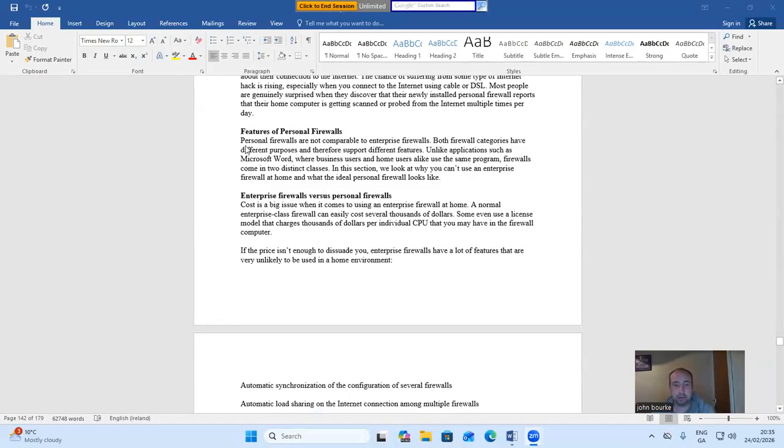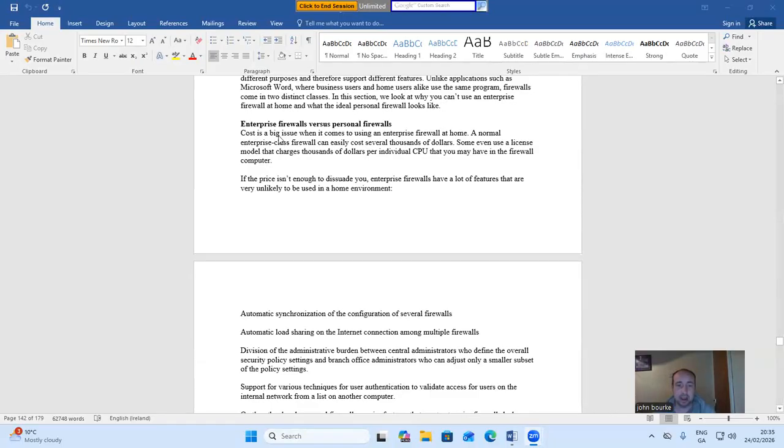Features of a personal firewall. Personal firewalls are not comparable to enterprise firewalls. Both firewall categories have different purposes and therefore support different features. Unlike applications such as Microsoft Word, where business users and home users alike use the same program, firewalls come in two distinct classes. In this section, we'll look at why you can't use an enterprise firewall at home and what the ideal personal firewall looks like. Enterprise firewall versus personal firewalls.